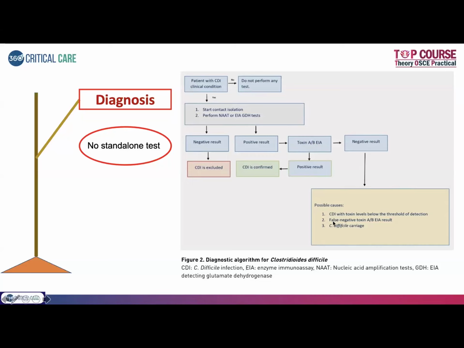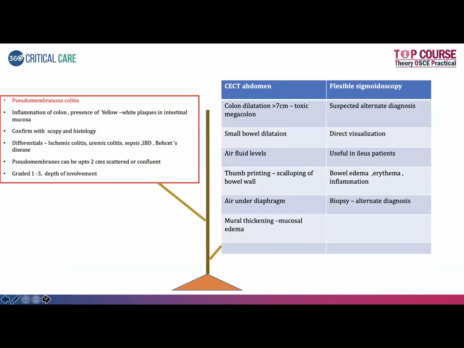Possible causes for a negative result would be a false negative. It could be due to low toxin levels, false negative EIA results, and it could be a carrier state also. So other things, C. diff can cause pseudomembranous colitis and toxic megacolon.